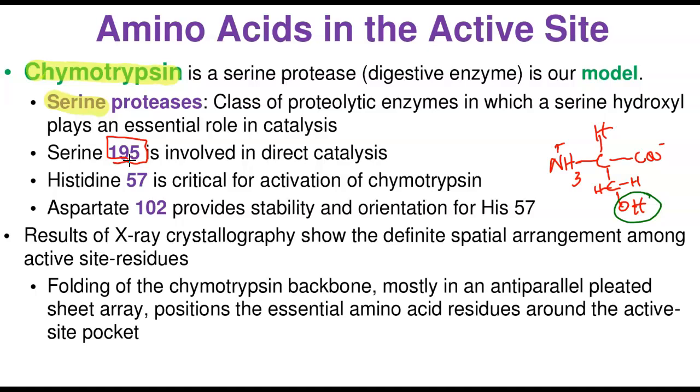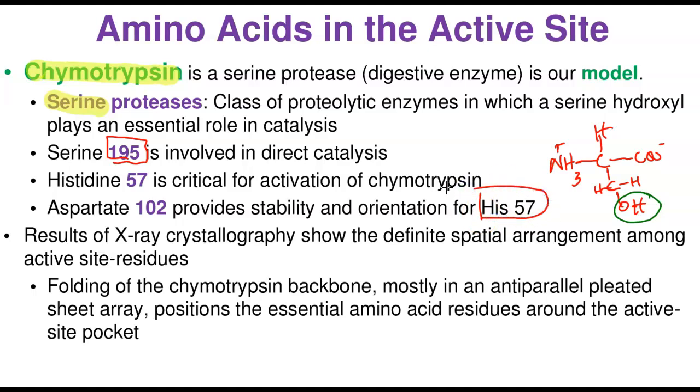Now, there is the aspartate as well. Again, aspartate is an acidic amino acid. Remember, it has a net negative charge. Aspartate is located at position 102. It doesn't play a lot of function. Its main function is to provide stability for the transition state, that means the intermediate that is formed, and proper orientation of histidine 57.